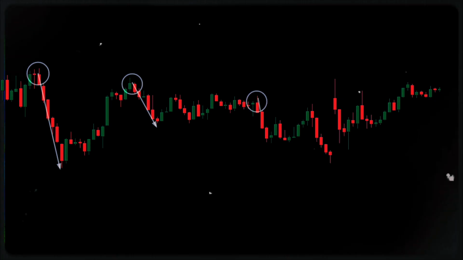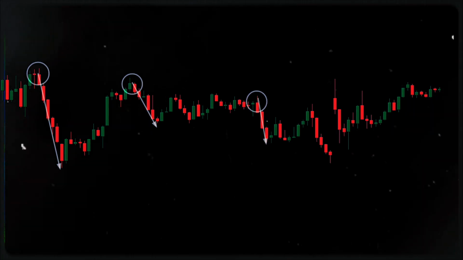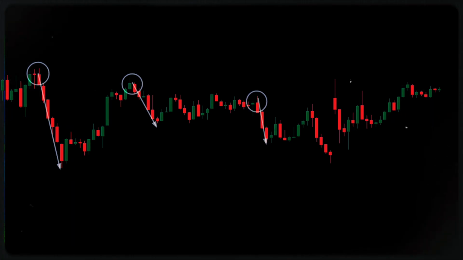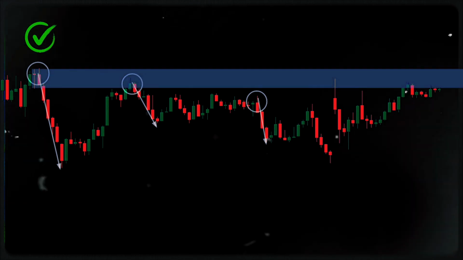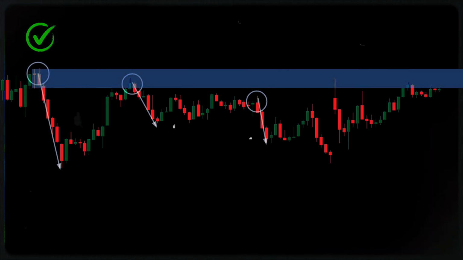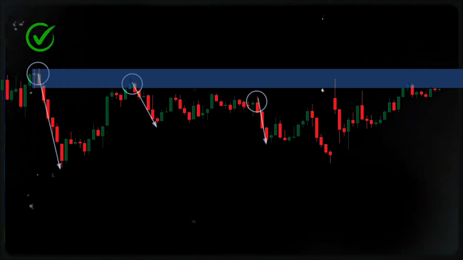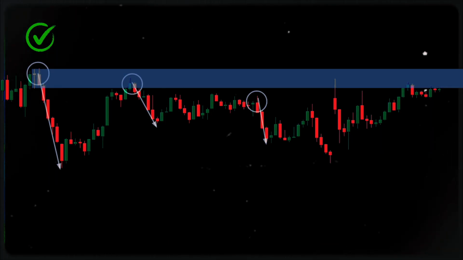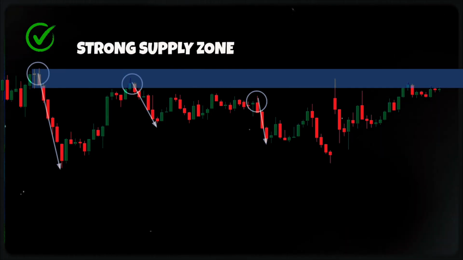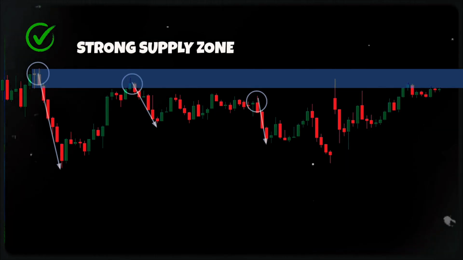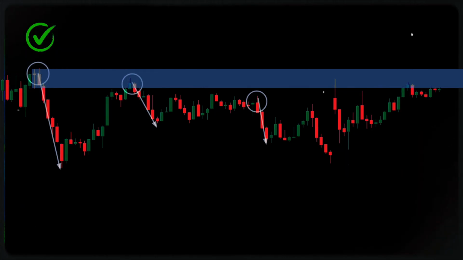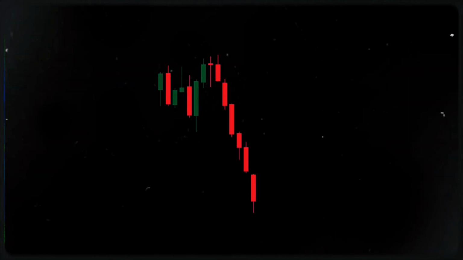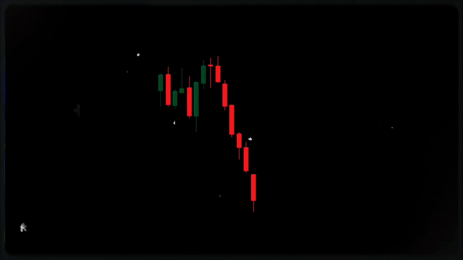One more rule. The more times price revisits a zone without breaking through it, the weaker it becomes. Fresh zones, where price has not yet returned, carry the highest probability. Always prefer the fresh zone over the tested one. Section 3. The 2 confluence entry checklist. Never skip this. Here is where most traders fail.